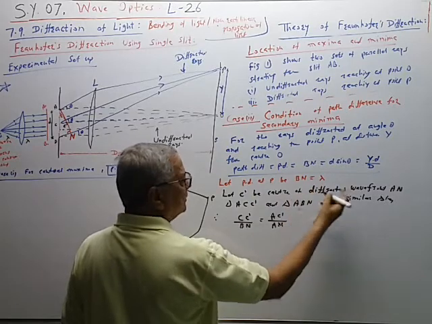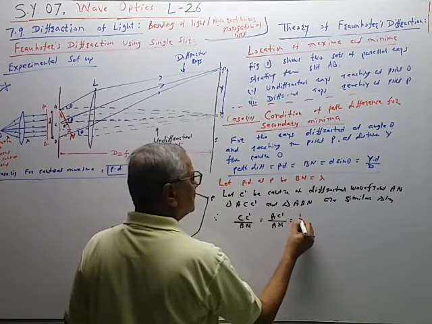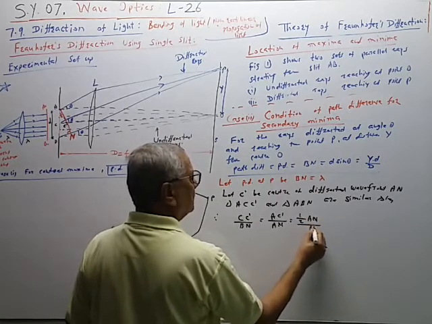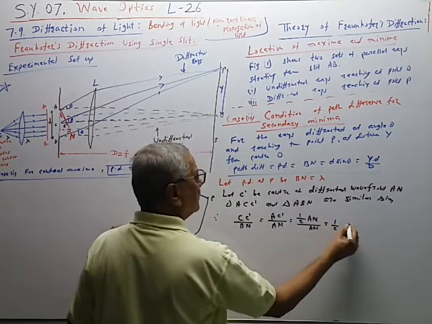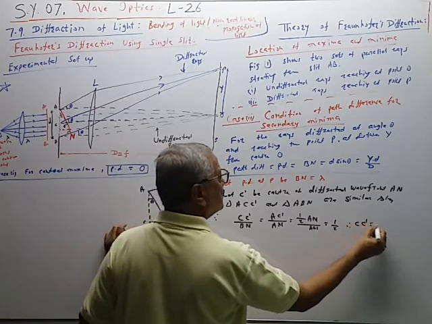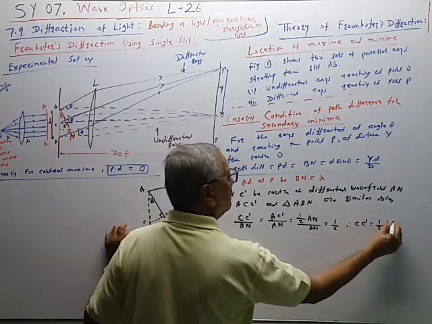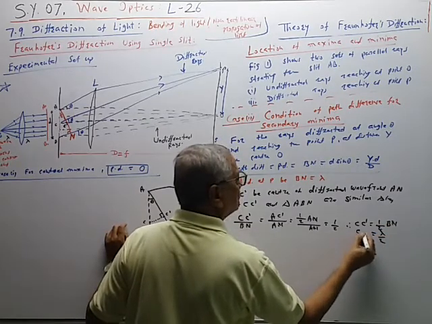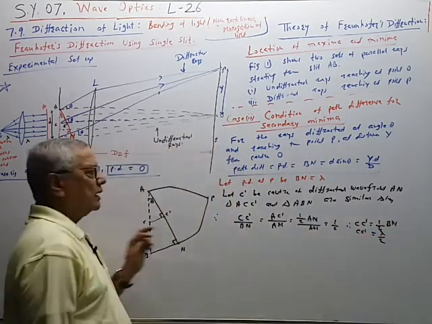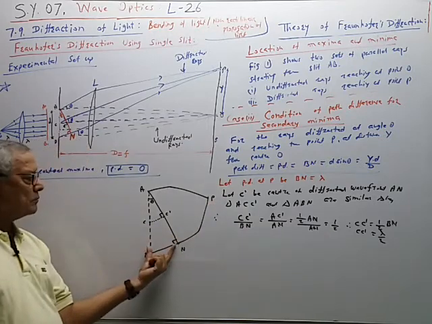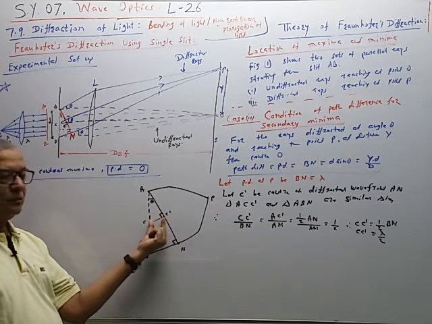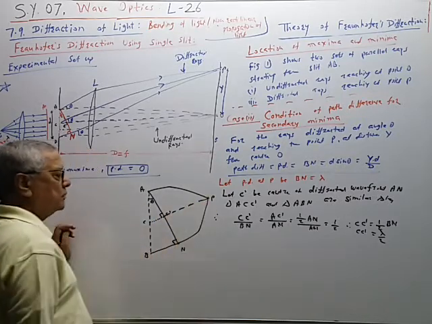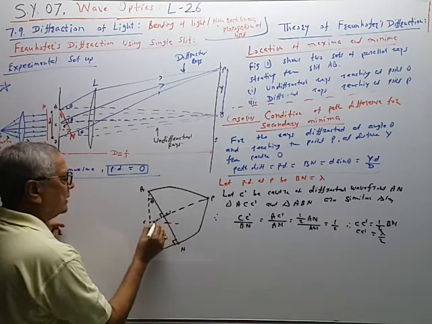C dash is the center of the diffracted wavefront AN. So this is equal to 1/2 AN upon AN. So the right hand side is 1/2. Therefore CC dash is equal to 1/2 BN, and that is equal to lambda by 2. So mathematically we have shown that if BN is equal to lambda, then CC dash is equal to lambda by 2. So this is the line CP, this is the line OP, this angle is theta.